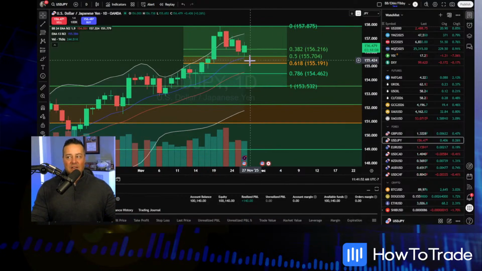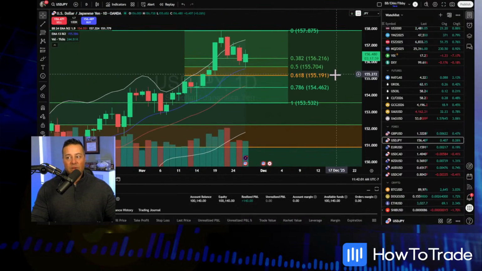So 155.70-ish, pretty nice bounce. I mean, it worked like a charm. 155.19 is fantastic. Maybe something down in there. I would just be watching this relatively closely the rest of the week. If we get a pullback down to that zone for the dollar yen, probably pretty good one.